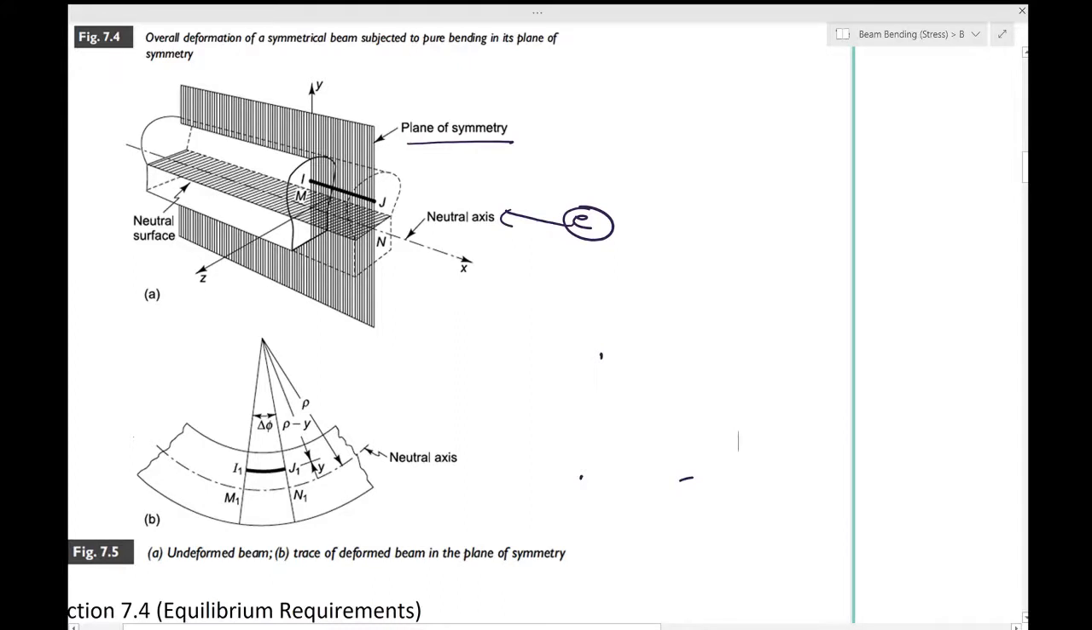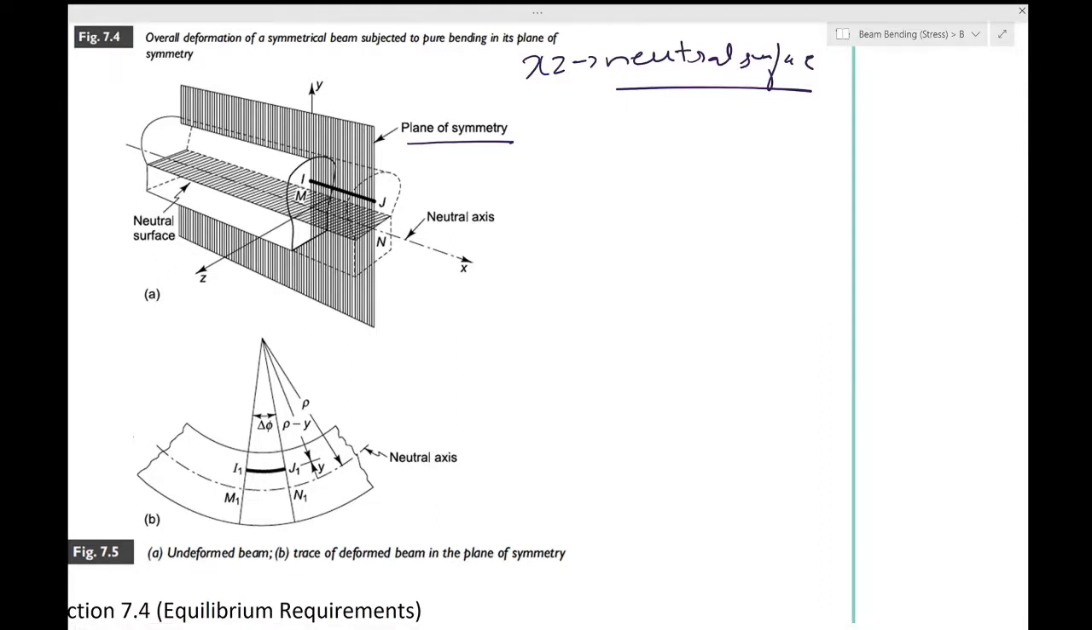Now, the xy plane is a plane of symmetry and the xz plane is a neutral surface. So this xz is the neutral surface. So: neutral axis, plane of symmetry, and neutral surface. There are three things which we have learned: 1, 2, and 3.